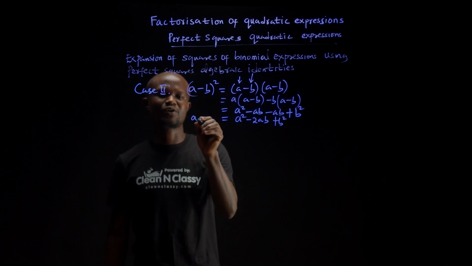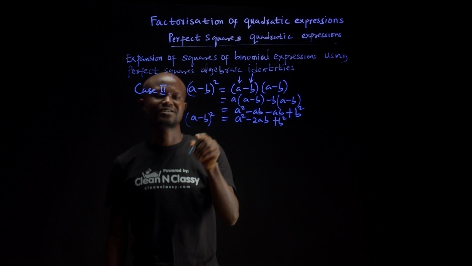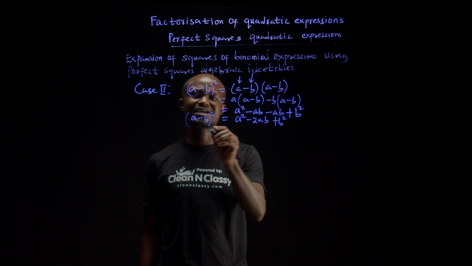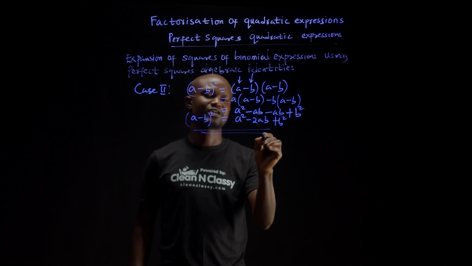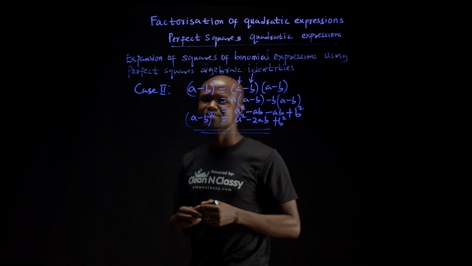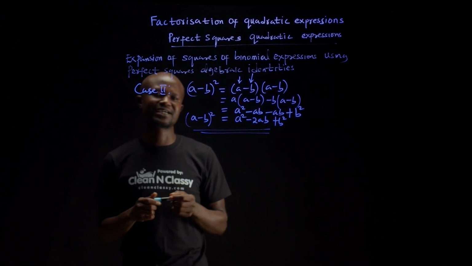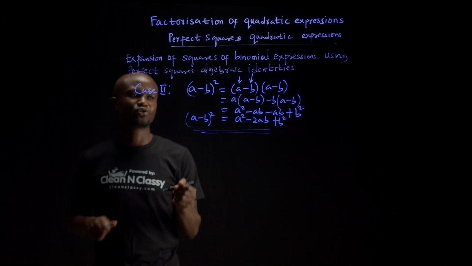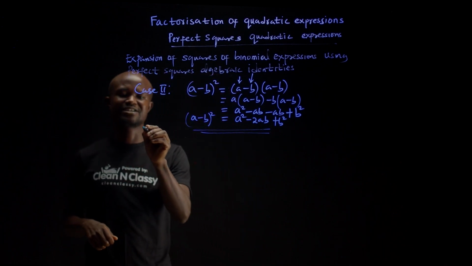So it means that when you have A minus B squared, this is a perfect square, is the same thing as A squared minus 2AB plus B squared. So this is the second algebraic identity. So let's take examples.